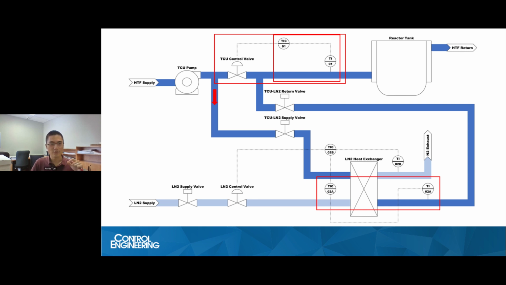All right, so once we implemented this set point offset, keeping the LN2 set point a lot closer to the TCU set point, so the offset was much smaller, what we found was the TCU control valve didn't have to work so hard, didn't have to open up so much. In fact, most of the time it was closed, and it allowed almost all of the flow to go straight down to the LN2 heat exchanger, and we avoided that whole situation with the low flow and the freezing.